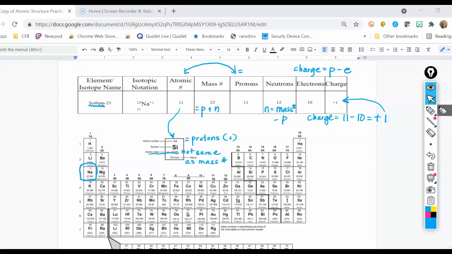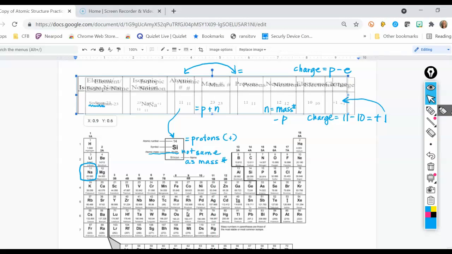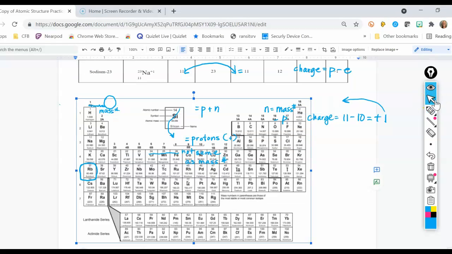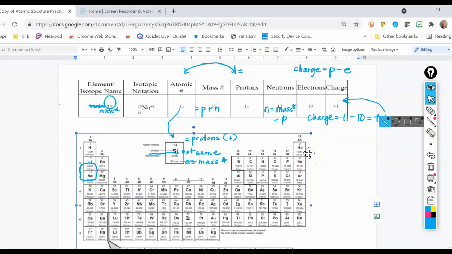Okay, so when we're talking about the element and isotope name, the other part of this name is sodium 23, the 23 part. And the 23 comes from the mass number. So 23 is the mass number. Okay, so what we need to pay attention to, 23 is the mass number.